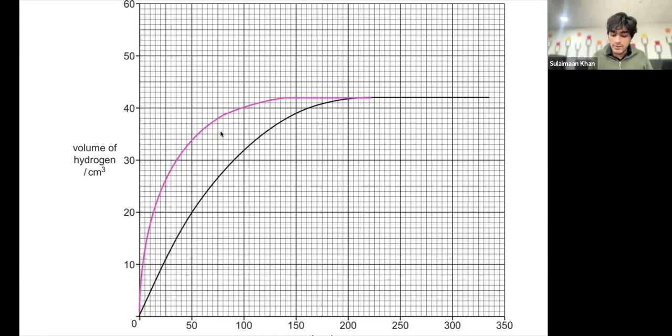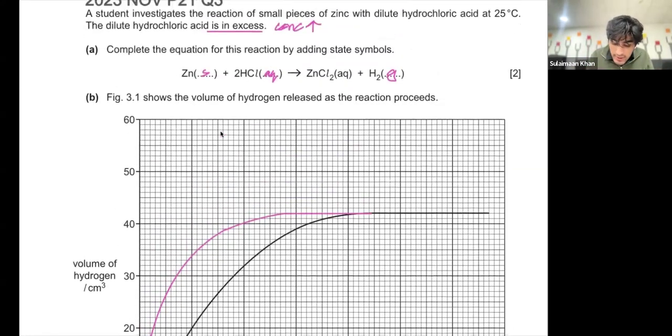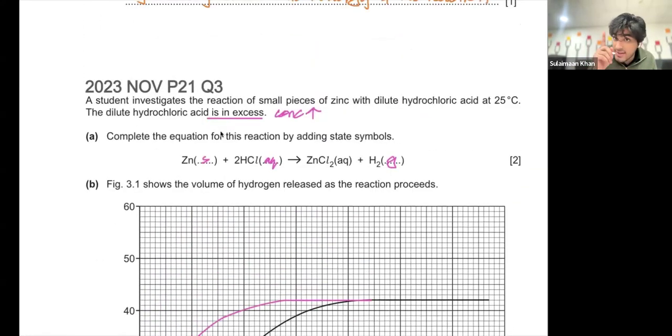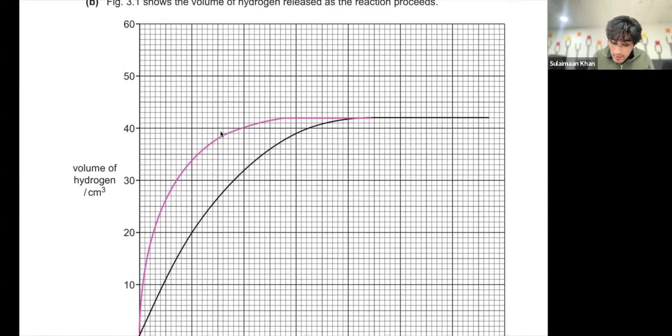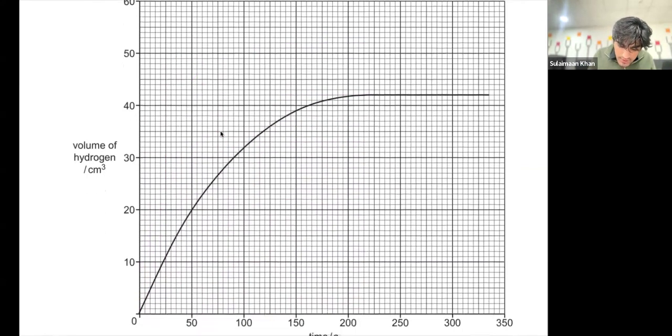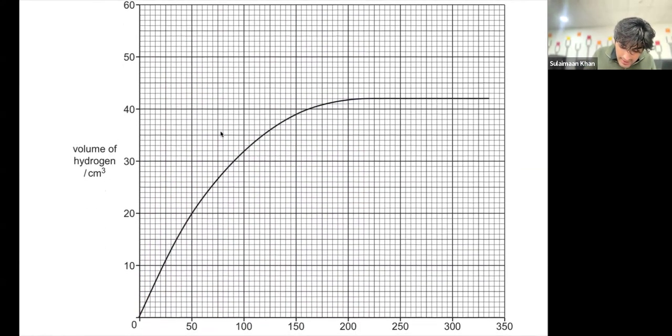So this is how it will look if you increase the concentration of acid and it's in excess, because increased concentration obviously increases the rate. But what if the acid was limiting? I've stressed this so many times, you have to be very careful. What if the acid is limiting and now you increase the concentration of acid? Increasing concentration would increase the rate of reaction, but the acid is limiting.